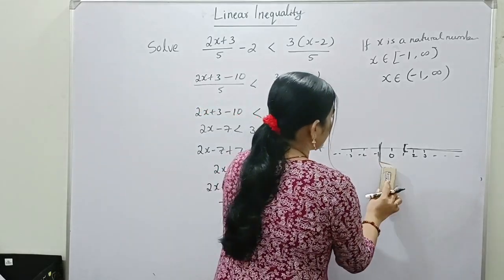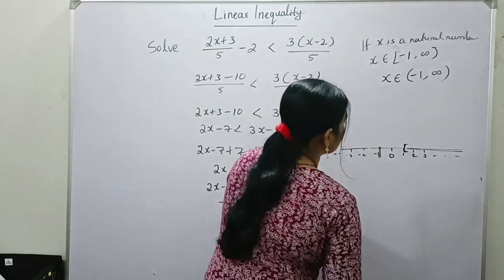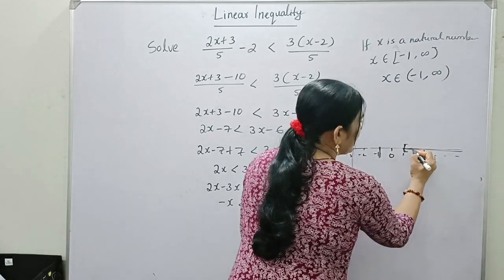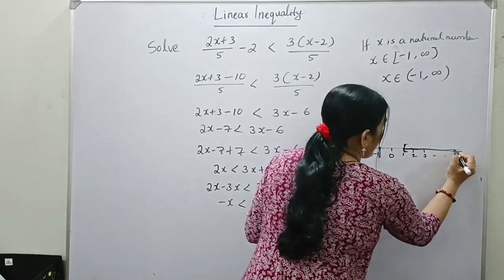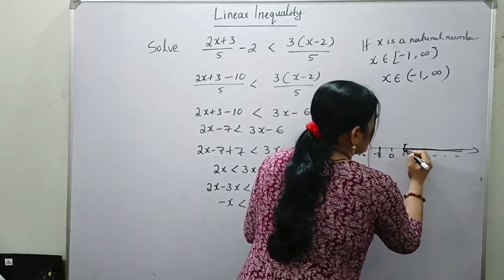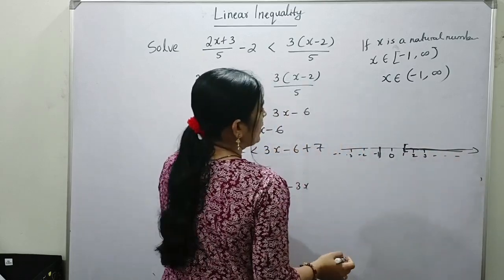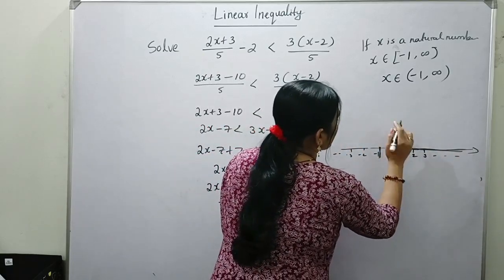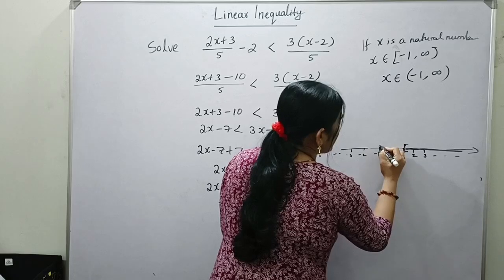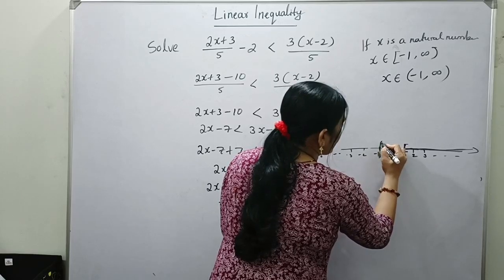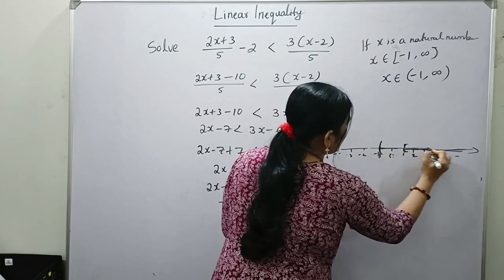So how to represent in number line? If x is a natural number, you make dark from 1 to infinity. If x is an integer, you can mark from here to infinity.